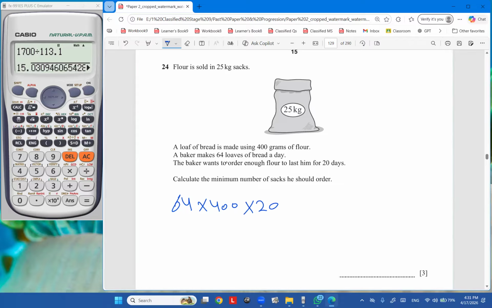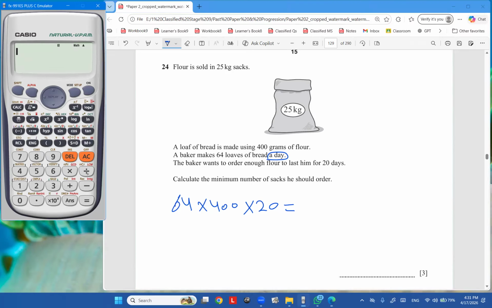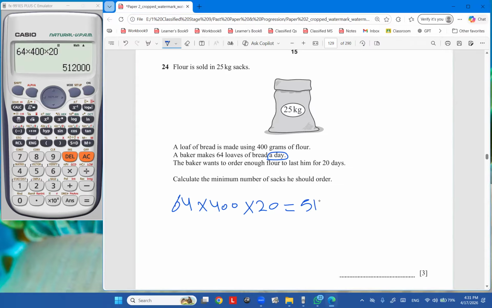So 64 loaves a day multiplied by 400 grams each loaf. But we want it for 20 days, not only for one day. No, we want it for 20 days, so multiply by 20. It's going to give you exactly 64 multiplied by 400 multiplied by 20, which is 512,000 grams. Okay, but this is what he needs to cover 20 days. 64 loaves, each one is 400 grams, multiplied by 20 days equals 512,000 grams.